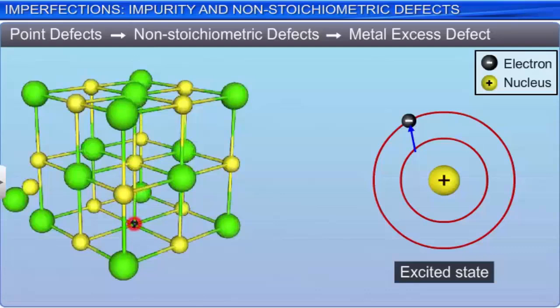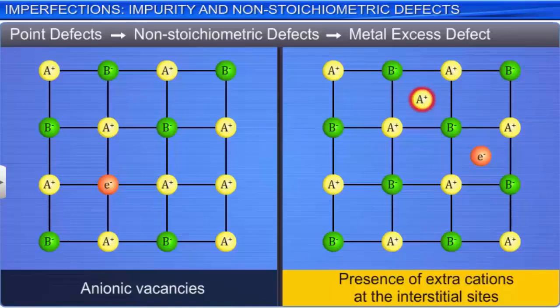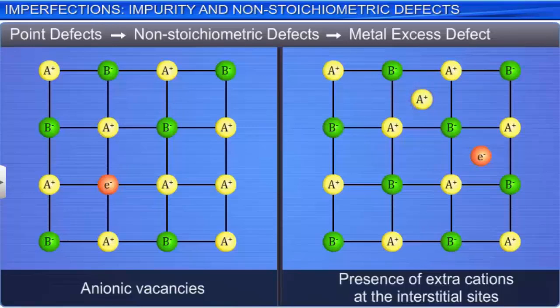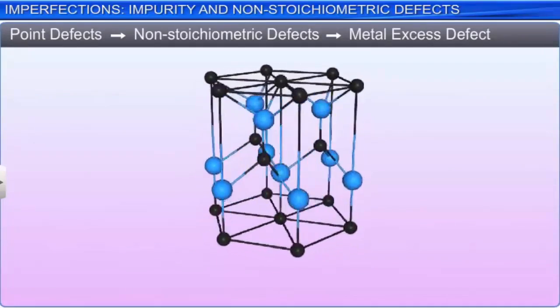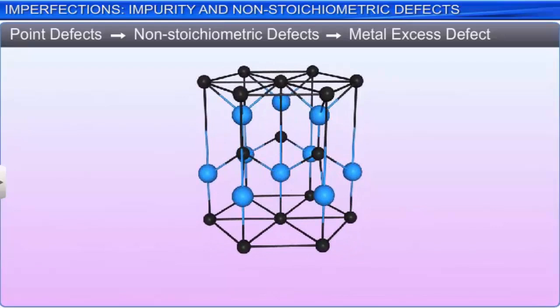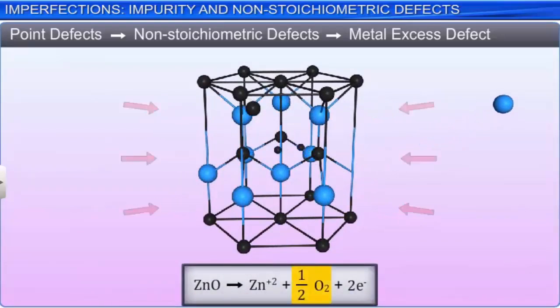Now let's see how a metal excess defect arises due to the presence of extra cations at the interstitial sites, with zinc oxide as an example. Zinc oxide is a white solid at room temperature. On heating, it loses oxygen and turns yellow.